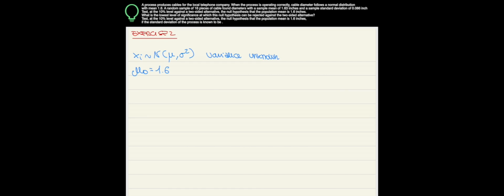A random sample of 16 pieces of cable found diameters with a sample mean of 1.63. So we've sampled 16 cables, and we have an average diameter of 1.63, and the sample standard deviation is S equals 0.08486. Sorry.